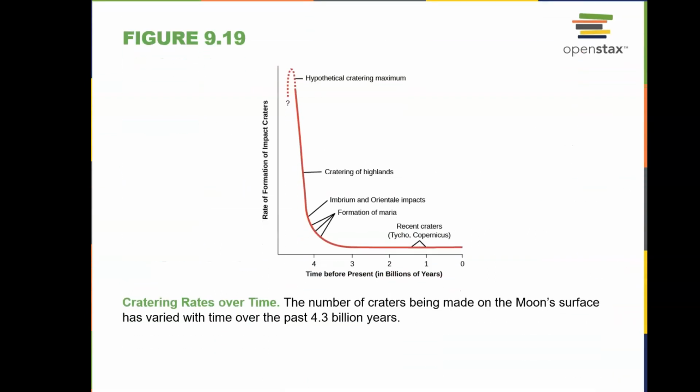Here we can see the approximate variations in impact frequency over the course of billions of years. Since the Maria was formed, we can see that the impacts have been at a constant rate. Before the Maria formed, impacts had to be much higher. We only have a hypothetical maximum for impact rate. Our next section will discuss the origin of the moon.